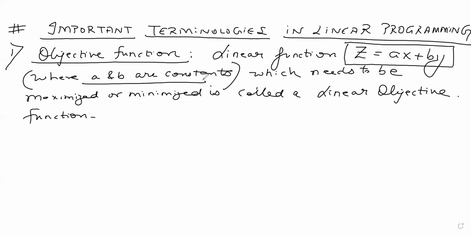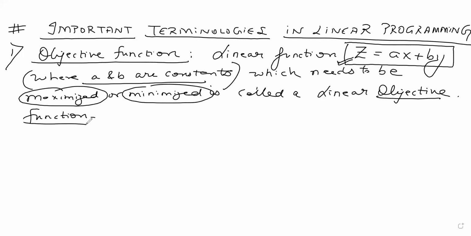All polynomials of degree 1 are linear functions. All the polynomials whose degrees are greater than 1 are non-linear functions. So z equal to ax plus by is a linear function in x and y. A and b are constants. Our objective is to either maximize or minimize this function z. So this function z is called the objective function, because either we have the objective to maximize this z, or we have the objective to minimize this z.